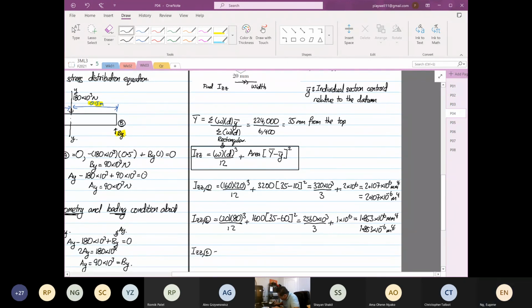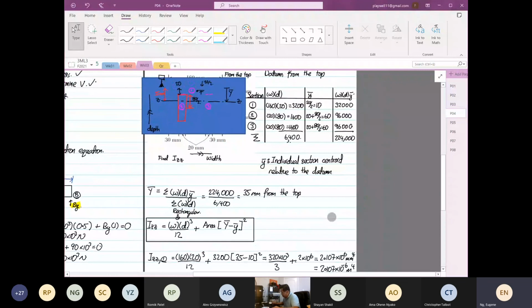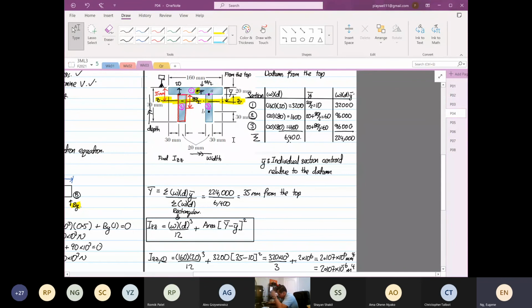IZZ2 is equal to IZZ3. So this will be equal to 1.853 times 10 to the power minus 6 meter 4. Right, I did this without looking at the diagram. I just follow the table.